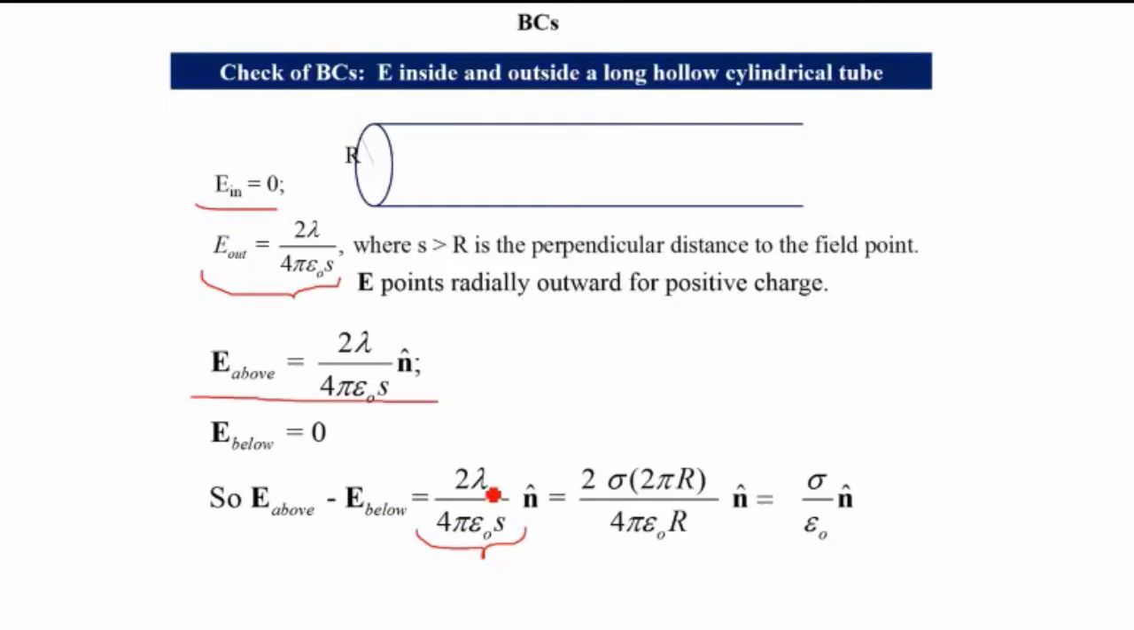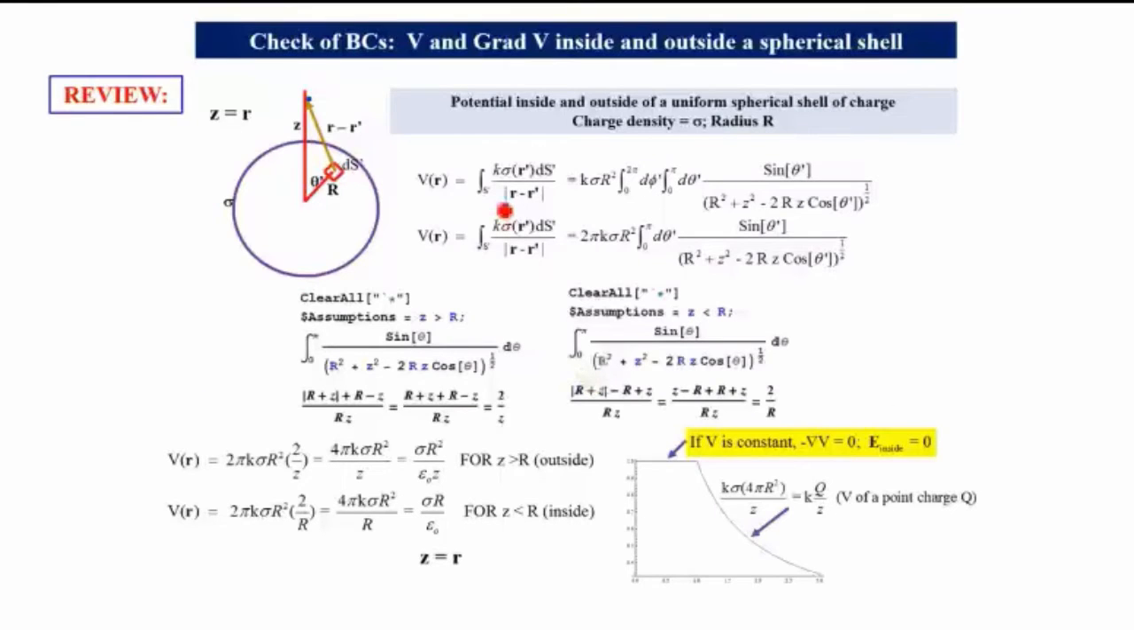Now put in our value of lambda, which we wrote down earlier, sigma times 2 pi r, and cancel everything, and we end up with sigma over epsilon n hat. For this geometry here, for a shell of charge, not a conductor, we end up satisfying our boundary condition as we saw before. So that's okay. Let's look at another case.